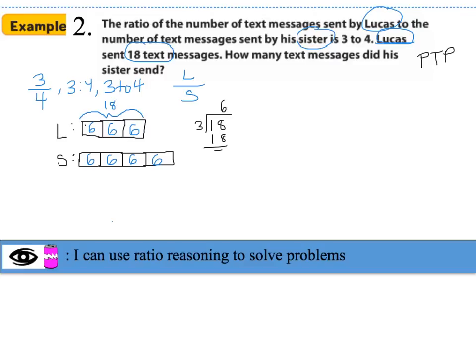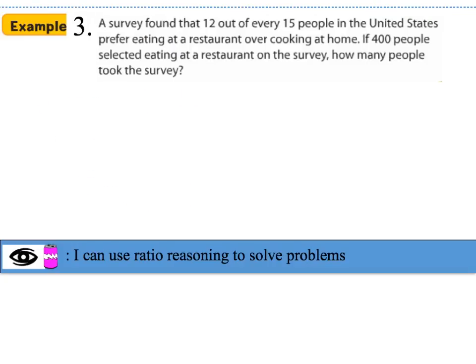Now the problem is asking me this. How many text messages did his sister send? Well, his sister sent 6 plus 6 plus 6 plus 6, or you can say 6 times 4, which is 24 text messages. So Lucas's sister sent 24 text messages. Once again, you can solve the same exact problem using a table or proportions, and you will get the same exact answer. So let's talk about example 3.